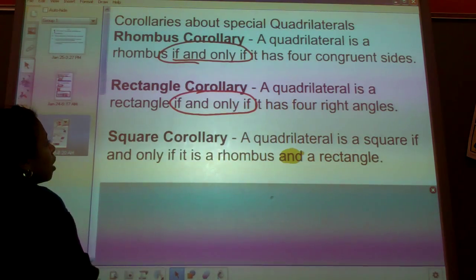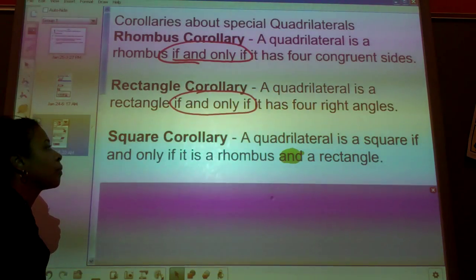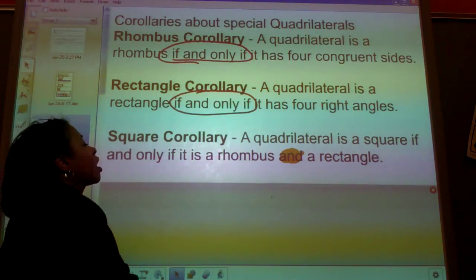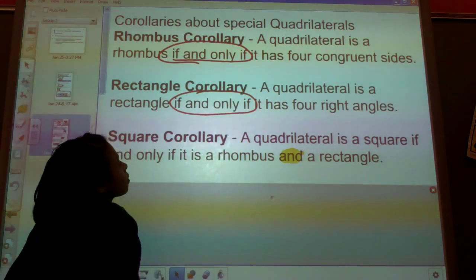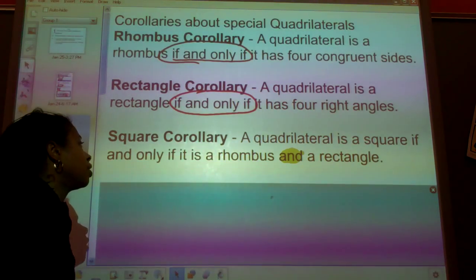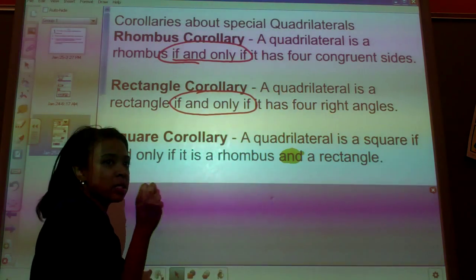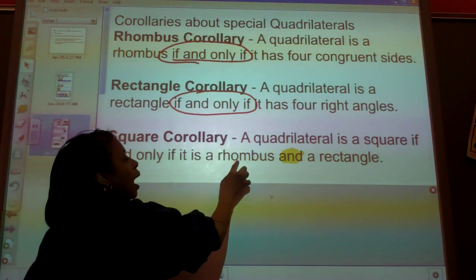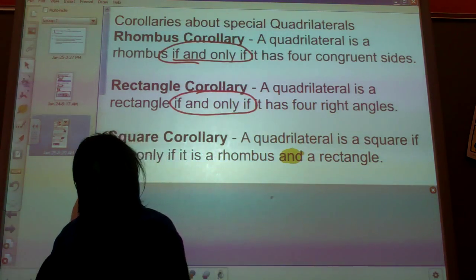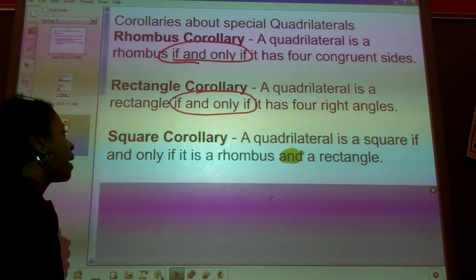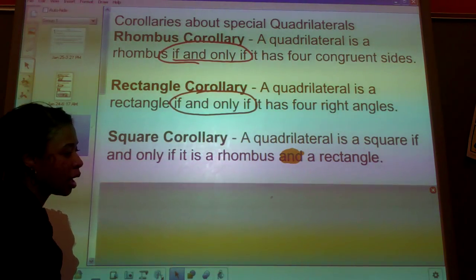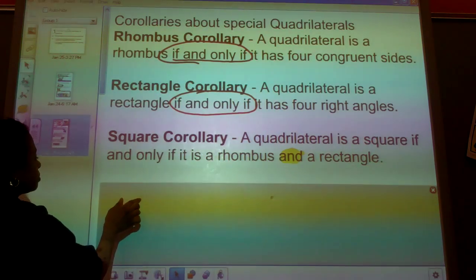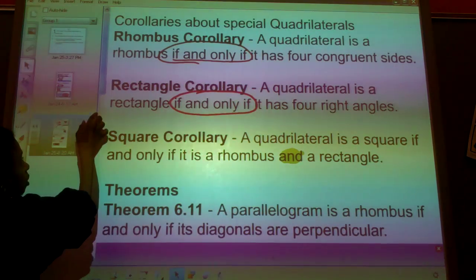Next, a square. This particular corollary: a quadrilateral is a square if and only if it is both. It has to be both. The key word is and. If it's a rhombus and it's a rectangle at the same time, it has to be both, not just one. Okay? Here's some theorems for you.